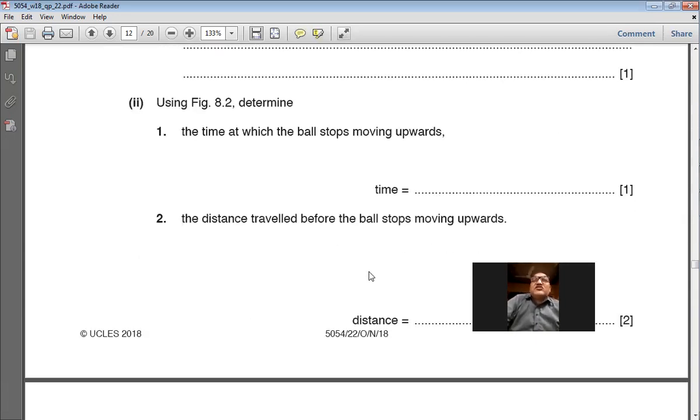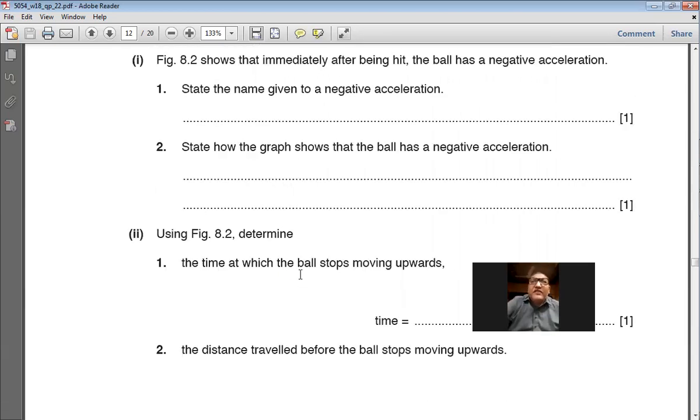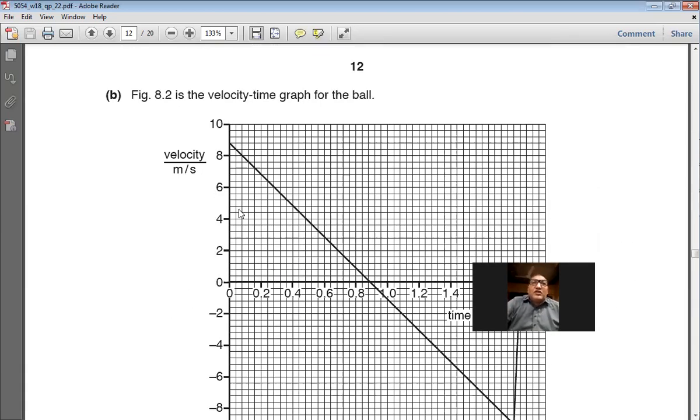He says the distance traveled before the ball stops moving upwards. It's a 2-mark question. The distance traveled before the ball stops moving upward means the height gained by the ball when it was moving upward. So when the ball was moving upward, this is that portion, this triangle.